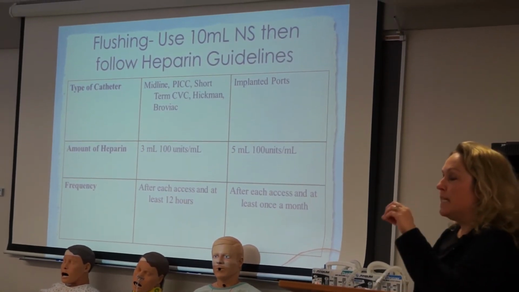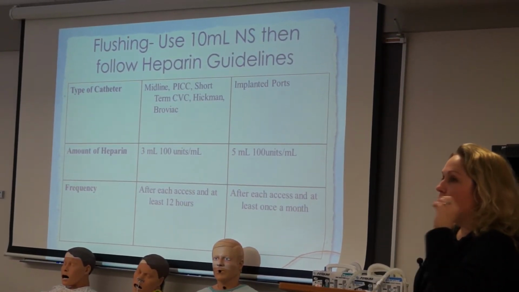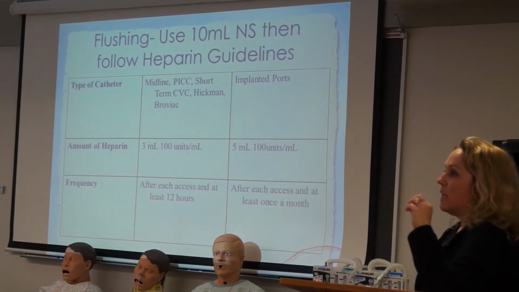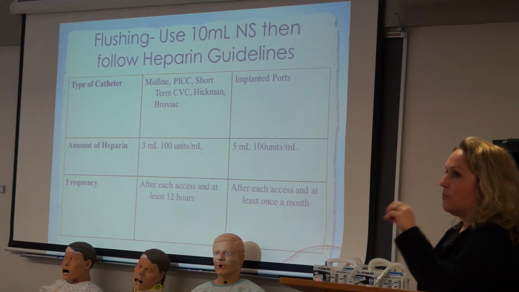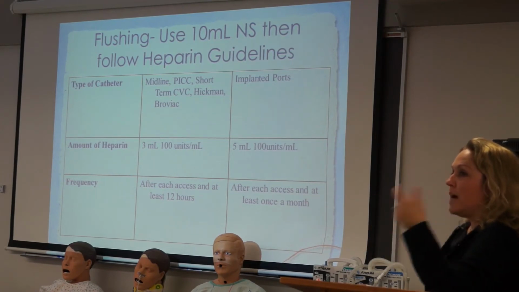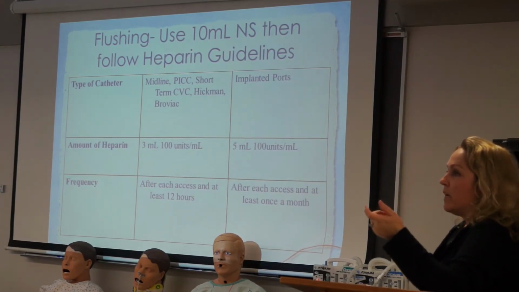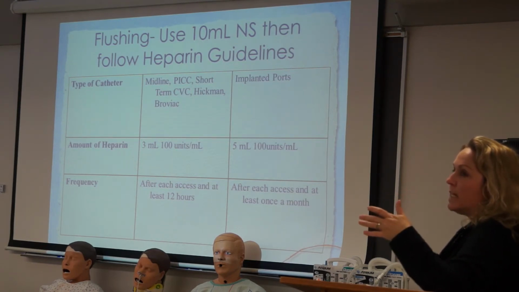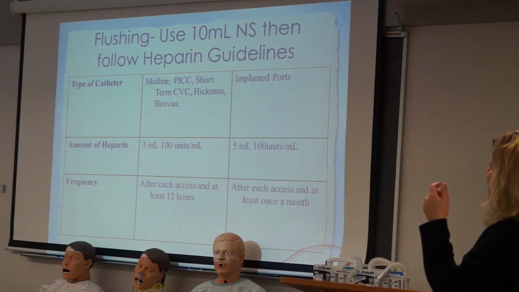Please understand this and hear me: do not use anything less than a 10 milliliter syringe on any central line. Okay, make sure. If you go to flush with a 5 ml syringe or a 3 ml syringe, the pressure is too high and you could potentially rupture the catheter. So only 10 ml syringes or higher.